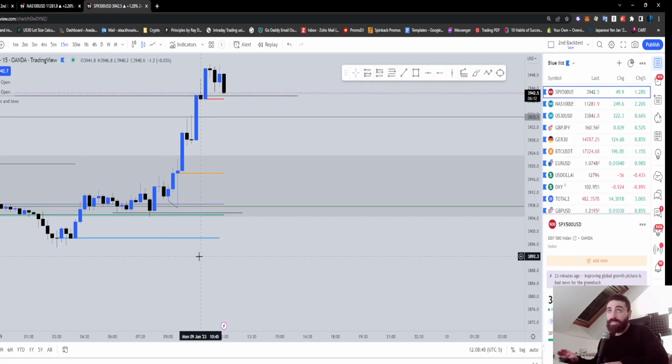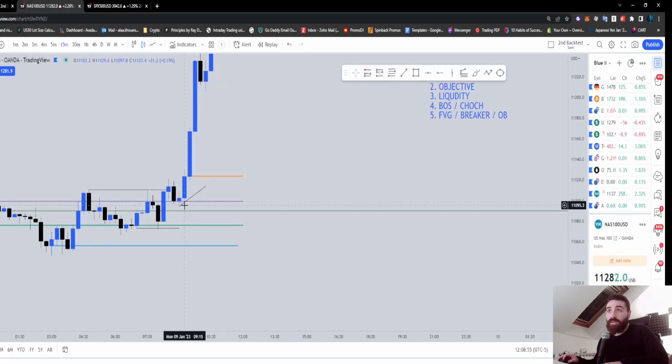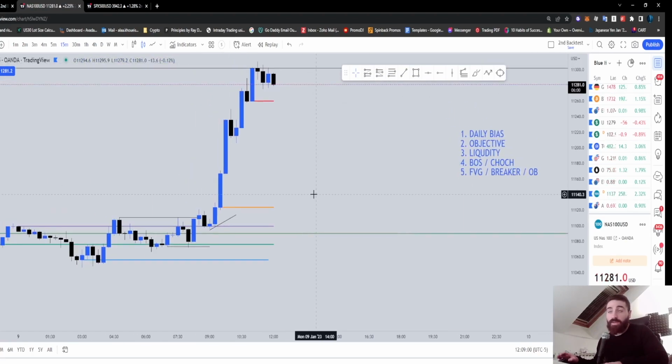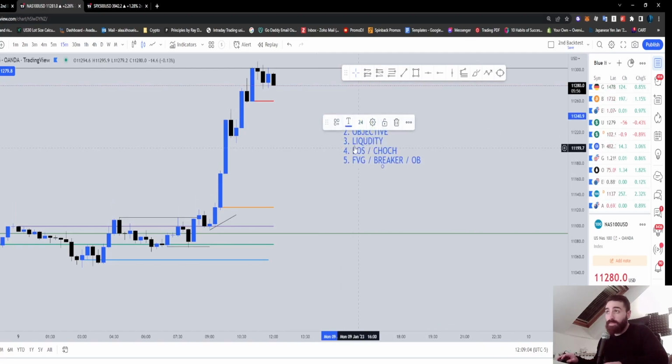This is an SMT Divergence because it happened on the 15 minutes time frame. One took liquidity and the other one kept going higher. This is our sign to now start looking for entries. So this is the liquidity, third one was taken, and then we saw the SMT Divergence.